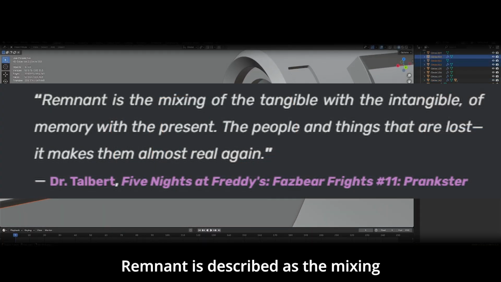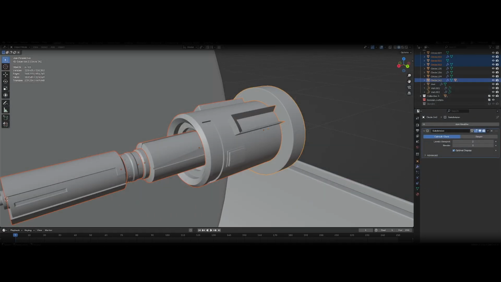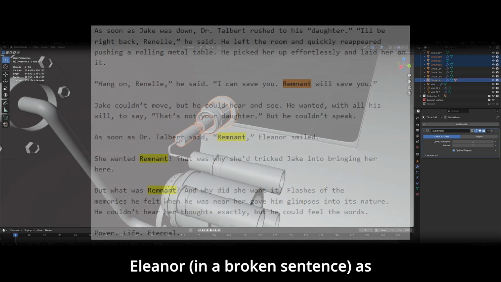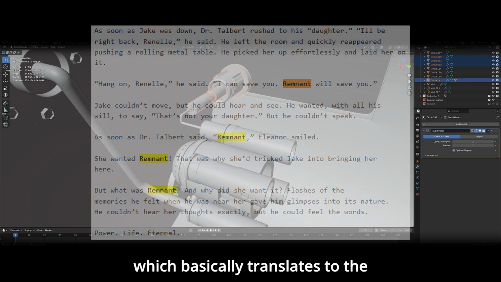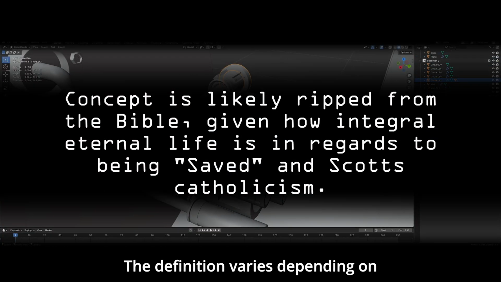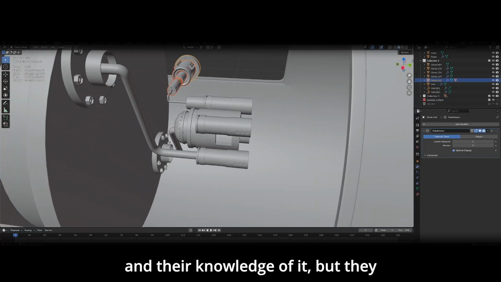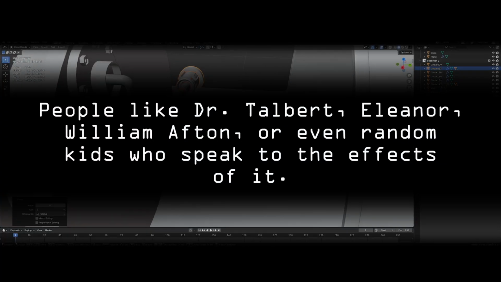Remnant is described as a mixing of the tangible and the intangible, and memories with the present. Remnant is also described by Eleanor in a broken sentence as "power, life, eternal," which basically translates to the power of eternal life. The definition varies depending on who is describing Remnant, what their goals are, and their knowledge of it, but they all contain at least some truth to their definitions.